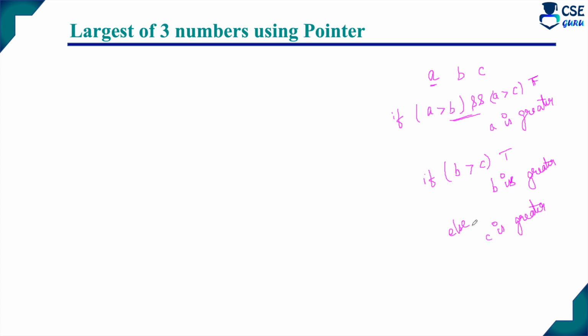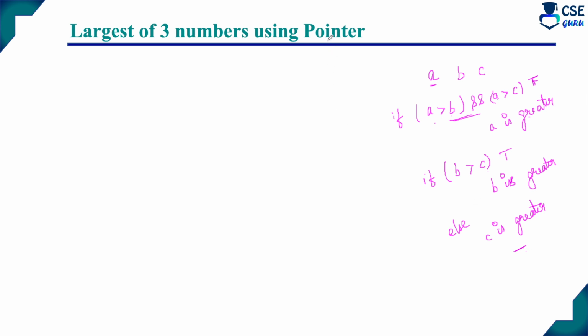So this is the concept. If A is greater than B and greater than C, comparing A with B and C, if it is greater, A is greater. Otherwise, you come to know A is not greater than B and C. Then compare B and C. If B is greater than C, B is greater, else C is greater. So this is the logic to implement the largest of three numbers.